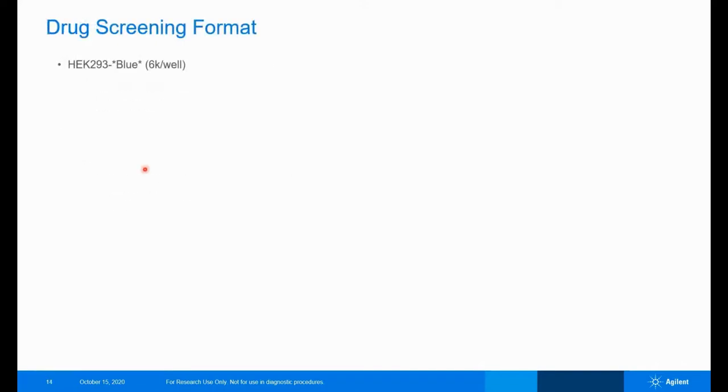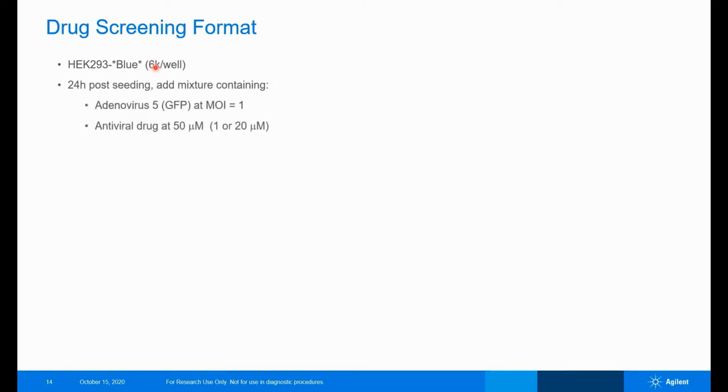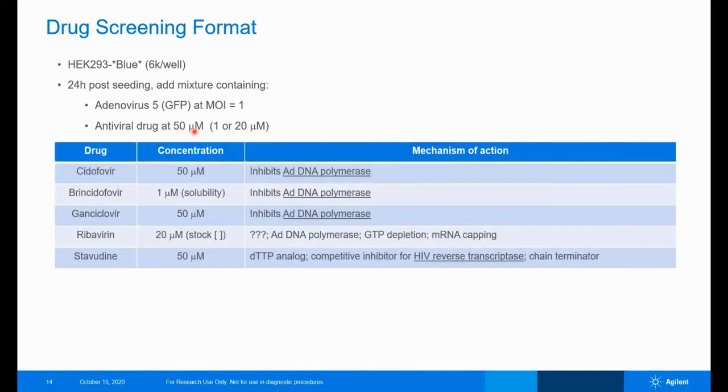So the format here, we switched from using red cells to blue cells, and we also changed the seeding density down to 6,000 cells per well. Here, 24 hours after seeding, we added a mixture containing adenovirus at an MOI of 1, along with antiviral drug at 50 micromolar. Now, in some cases, the solubility of the drug limited us, and we were not able to obtain a 50 micromolar concentration. Today, I'm going to just show you 5 compounds.